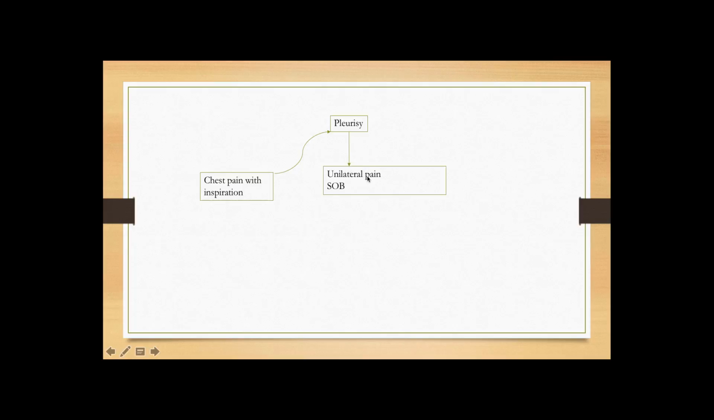So usually the pain is going to be unilateral, because usually one side is involved, and they may have some shortness of breath too. Now again, pleurisy is going to be a secondary complication. So this is going to be pain secondary to another problem or pathology going on. So it doesn't just develop out of nowhere. There is usually another problem.